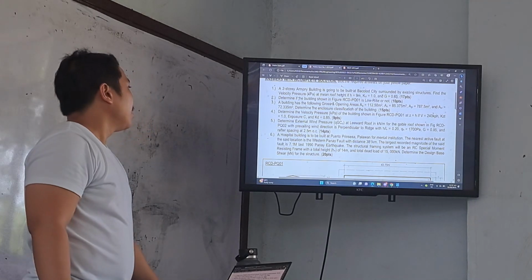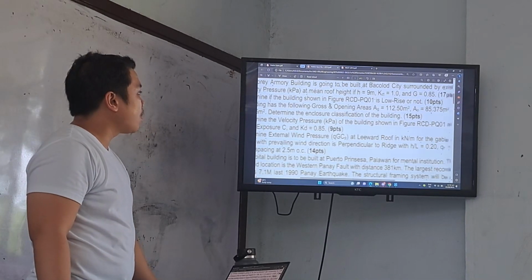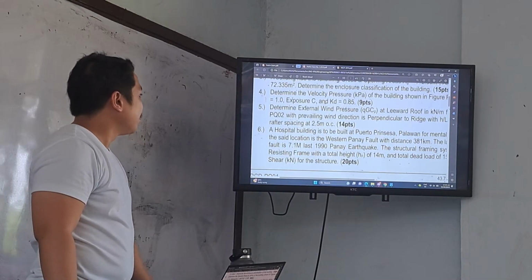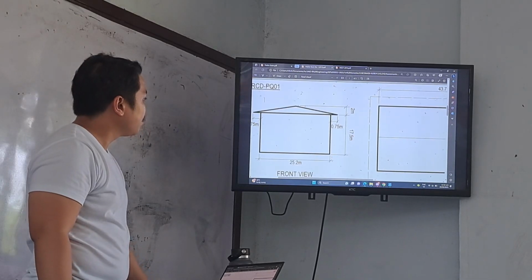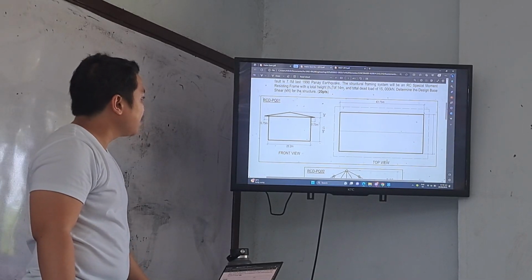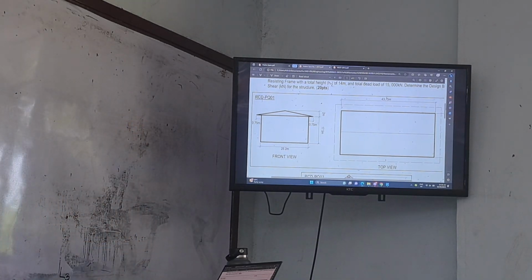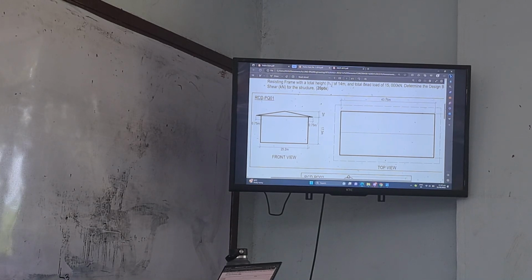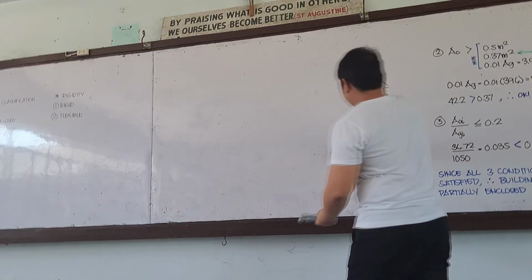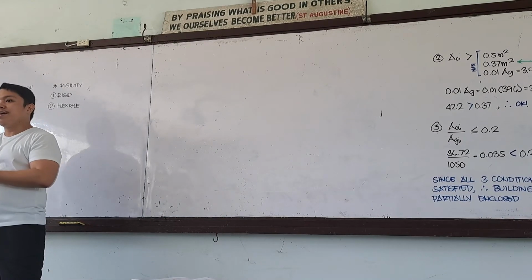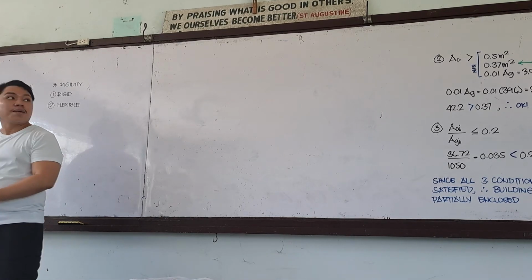Number 2. Determine if the building shown in figure PQ01 is low rise or not. So let's determine if the building is low rise or not.